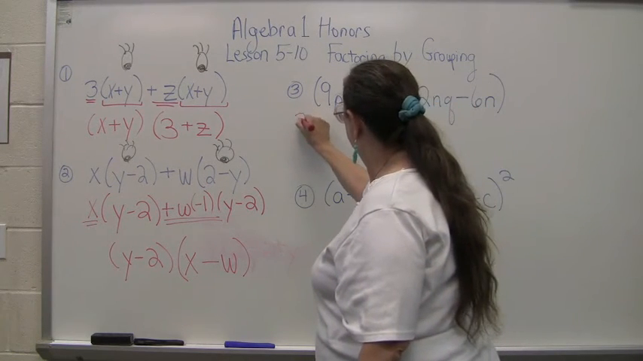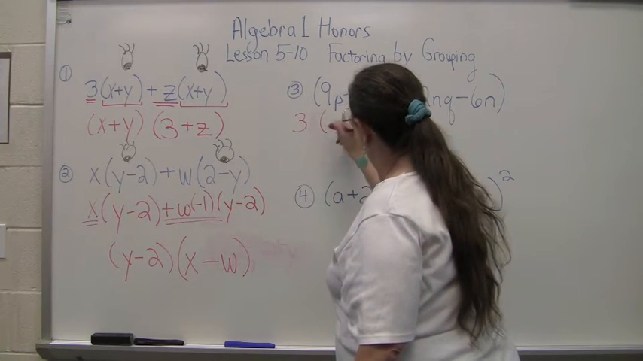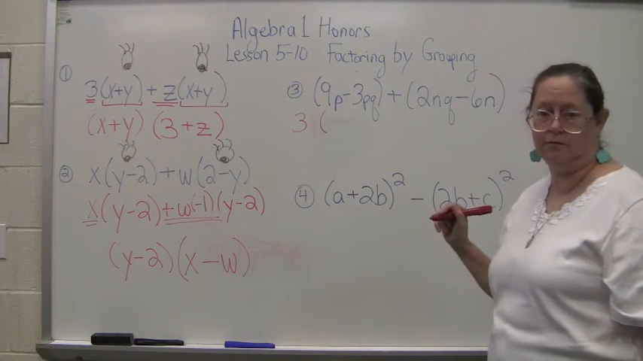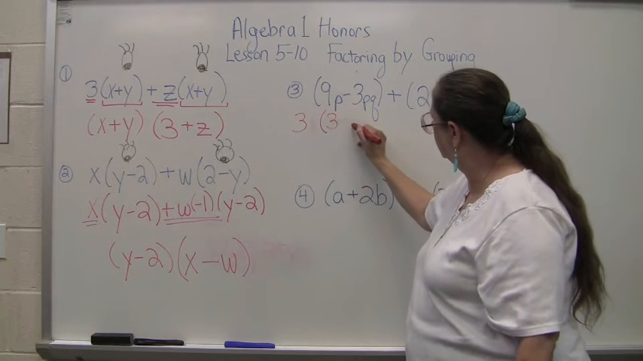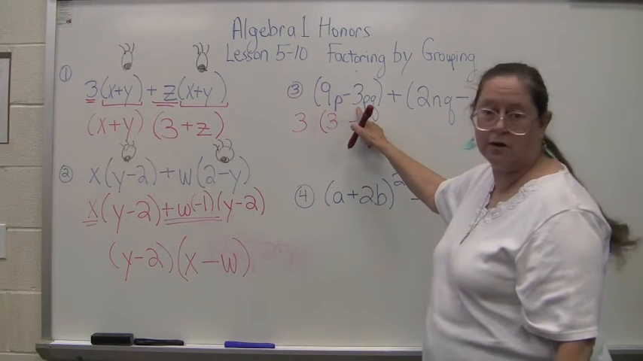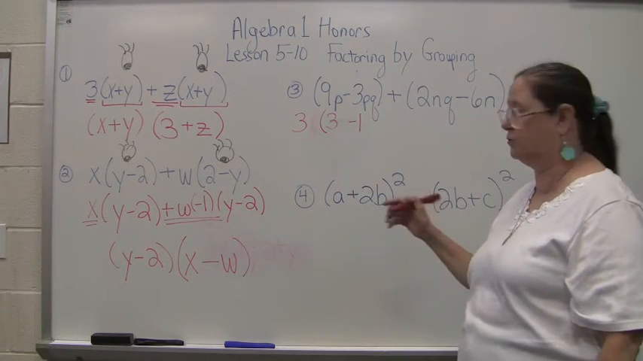So let's pull the 3 out here. We're factoring out our monomial, our biggest monomial that we can find. And if we take the 3 out of 9, we're left with 3. And if we take the 3 out of 3, we're left with 1. Okay, because 3 times 1 is 3, 3 times 3 is 9.